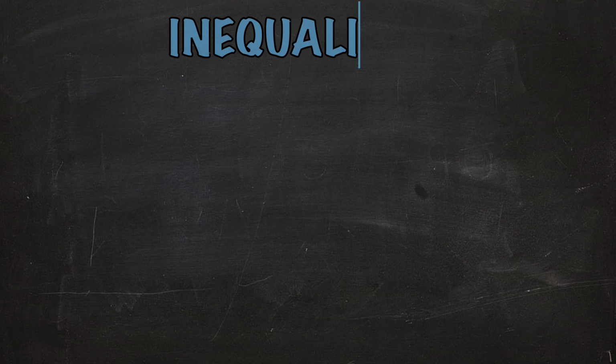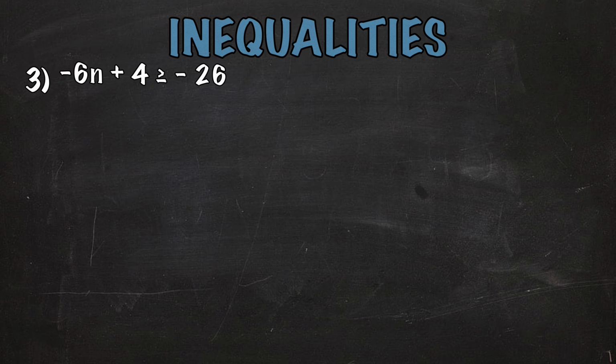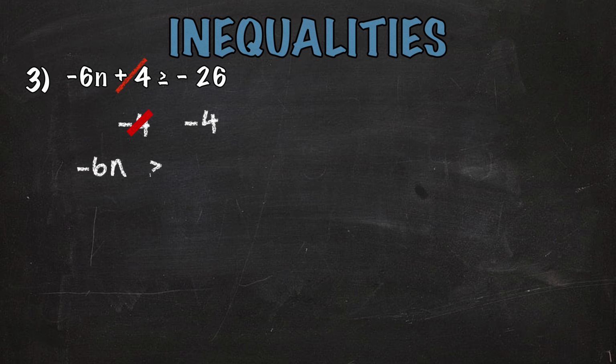Now let's look at question 3, which is minus 6n plus 4 is greater or equal to minus 26. So using the inverse operation, we have to subtract 4 from the left and right side. These 4's cancel each other out, which gives minus 6n is greater or equal to minus 26 minus 4, which gives us minus 30.